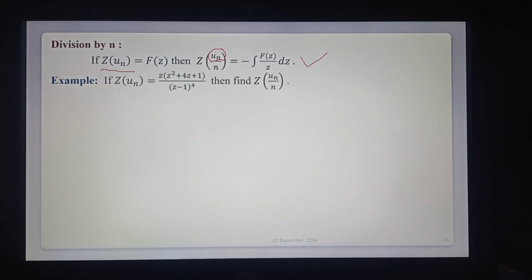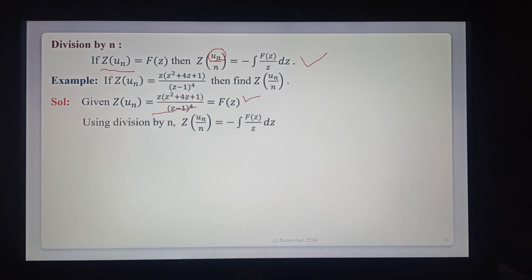If the z transform of un is equal to z into z square plus 4z plus 1 by z minus 1 whole power 4, find the z transform of un by n, that is division by n. Given, z of un is equal to f of z. By using the property, that is equal to minus integration of f of z by z, that is z into z square plus 4z plus 1 by z minus 1 whole power 4 by z. So z cancels.